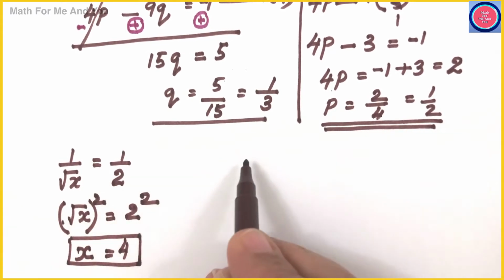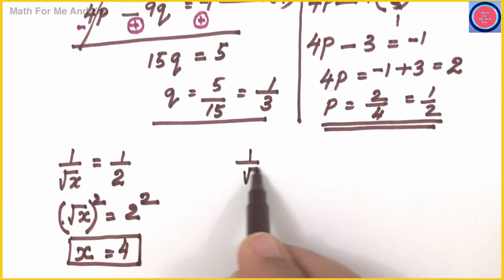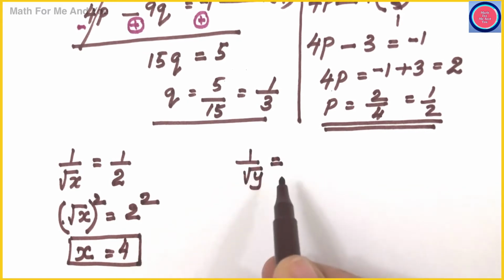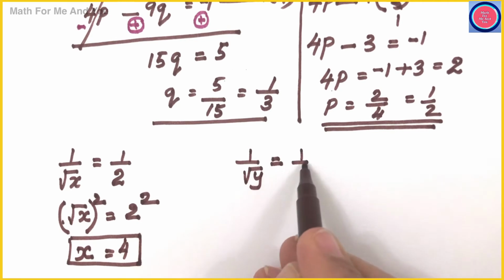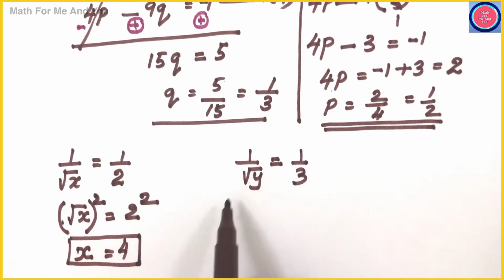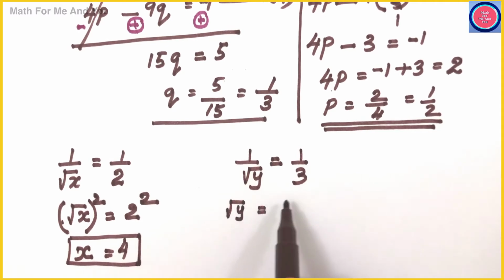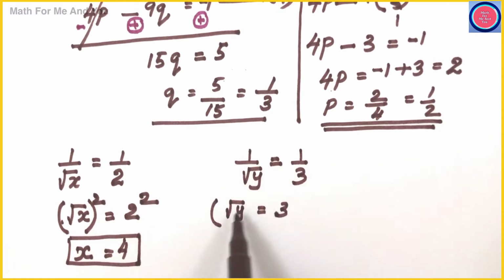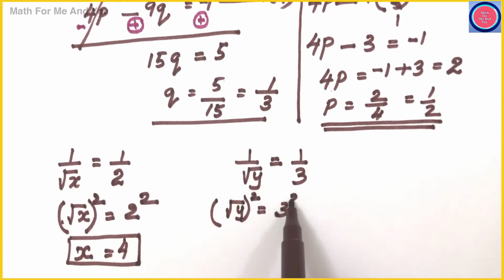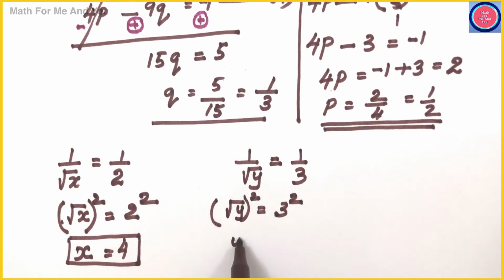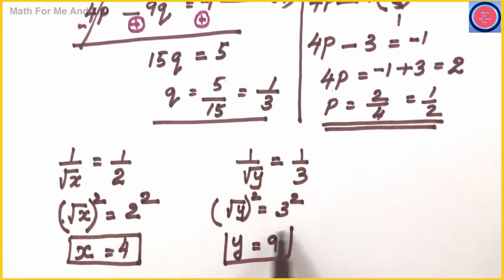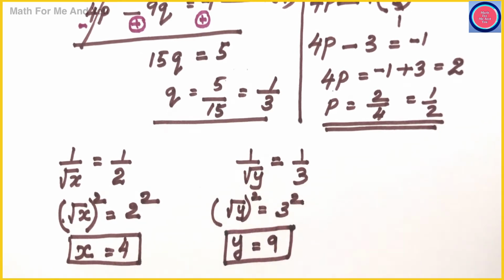The same way we can find the value of y. We have taken 1 over root y as q, and here we got q equals 1 over 3. Take the reciprocal. What is that? Root y, over 1 need not be written. Root y equals, on the right side, 3. We take power 2 on both sides to cancel the root. Root y squared is y, and 3 squared is 9, so y equals 9. See, we have got the values of x and y.